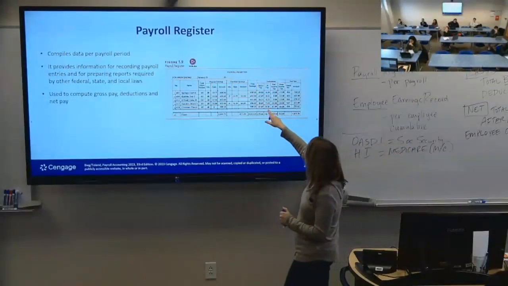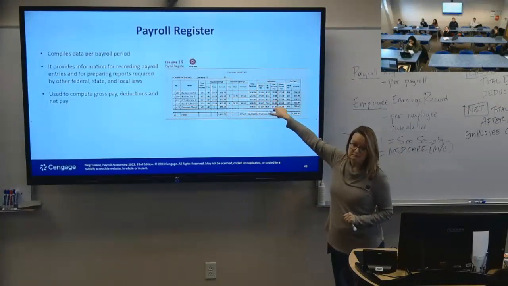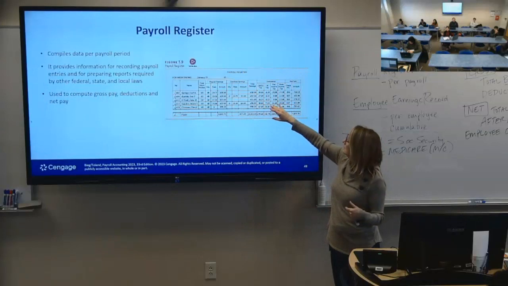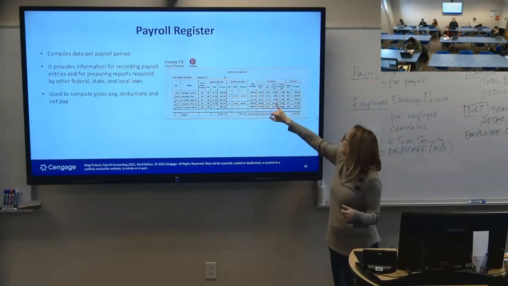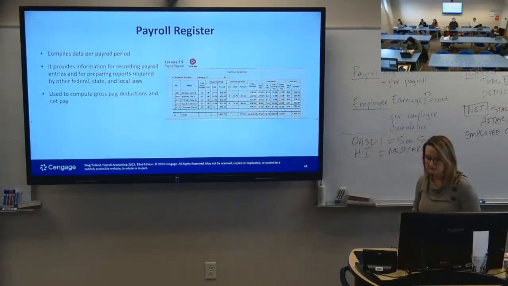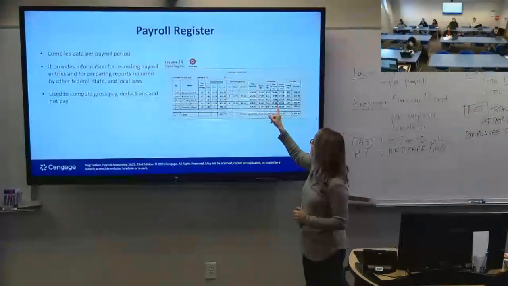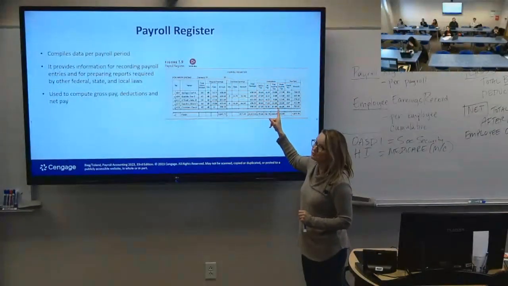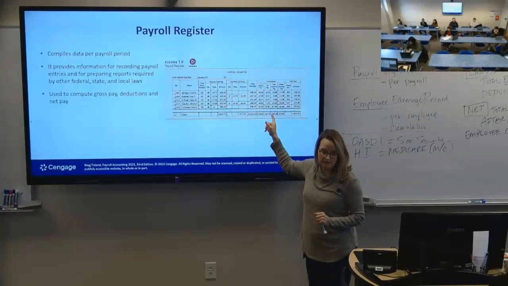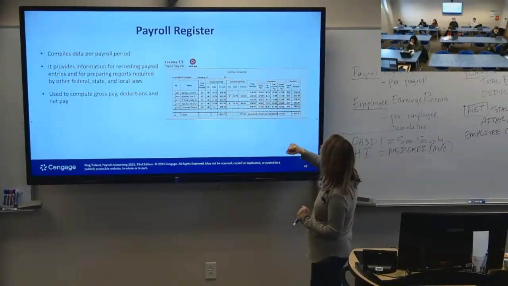Okay. So the second column is our HI, or Medicare tax. Again, we're going to learn how to calculate these amounts. We learned that in chapter 3. Third column, federal income tax. So the amount that is being deducted from the employee's paycheck. And again, that has been calculated. Chapter 4 is where we're going to learn how to calculate the amount of federal income tax that needs to be withheld.